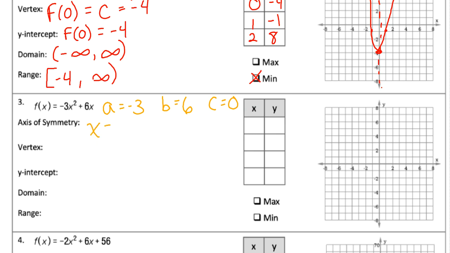So let's find that axis of symmetry. The opposite of B divided by 2 times A. That's going to give me an x value of 1. So I know that my axis of symmetry is here at 1. So for my vertex, I'm going to plug in 1 to my function. It's going to give me a y value of 3. So my vertex is at (1, 3).